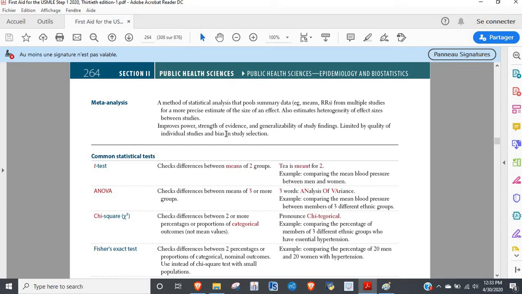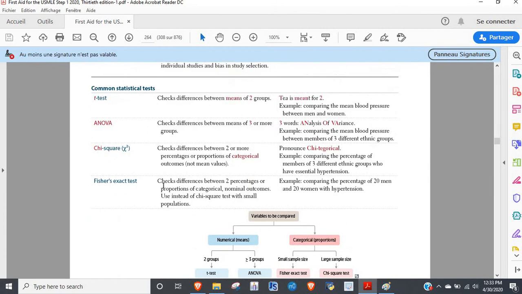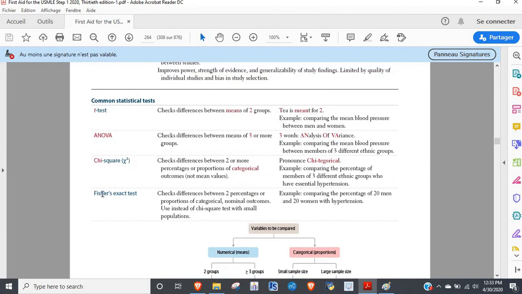But the bigger thing that they're going to quiz you on is actually right here below. T-test, ANOVA, Chi-square, and Fisher's exact test. The biggest thing to take away from this is how T-test and ANOVA compare means. All right? Chi-square test and Fisher's exact test, which is just like a worse chi-square test, at least you can think about it that way, they don't compare means. They compare proportions or percentages.